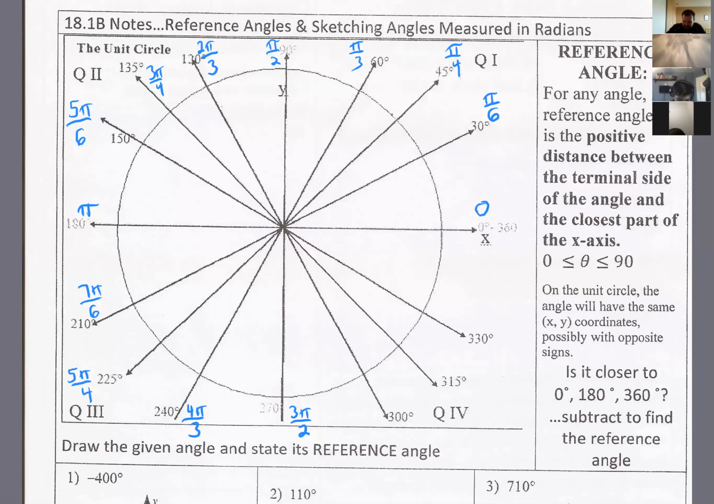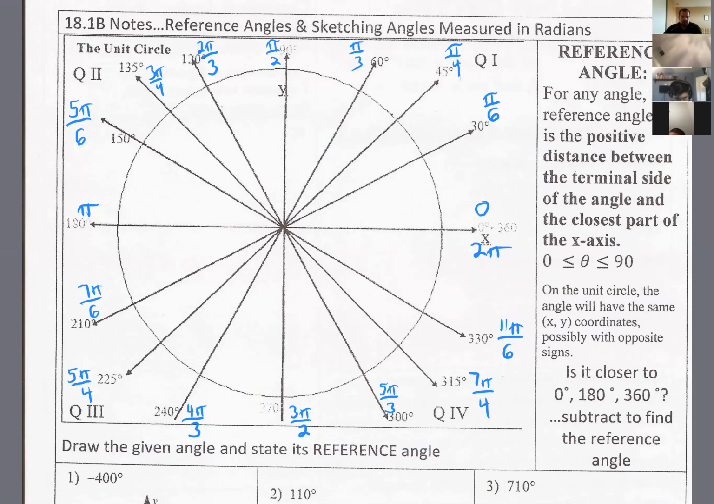135 is 7 pi over, I'm sorry, 315, not 135. 315 is 7 pi over 4 radians. 330 degrees is 11 pi over 6 radians. And 2 pi is the same as 0 radians. Like 0 degrees is the same as 360. So 2 pi radians is the same as 0 radians. It has the same terminal side.